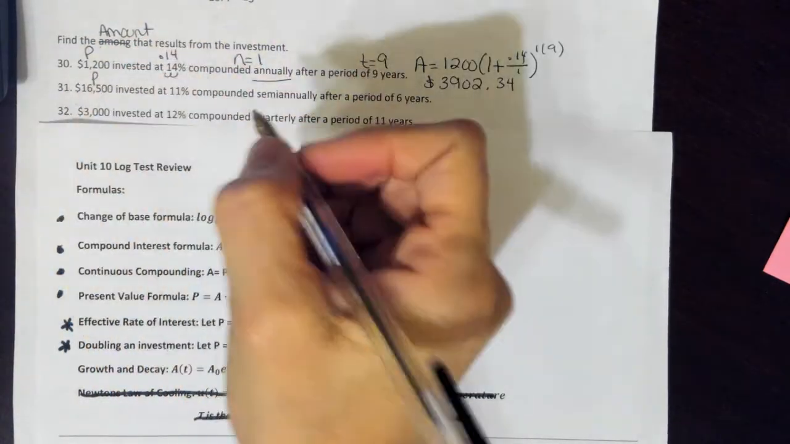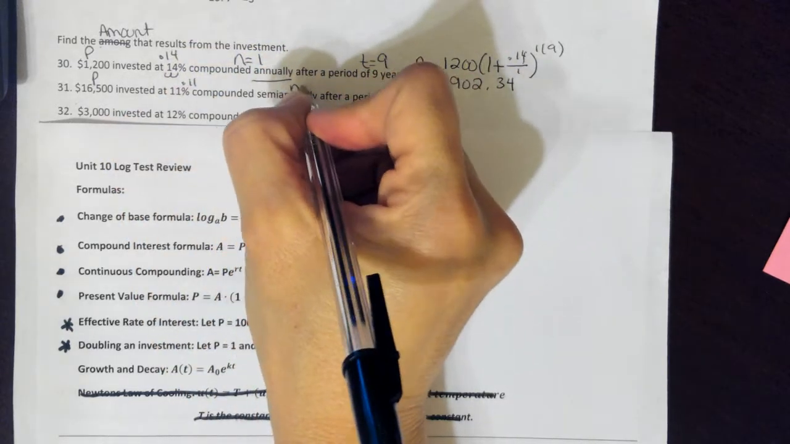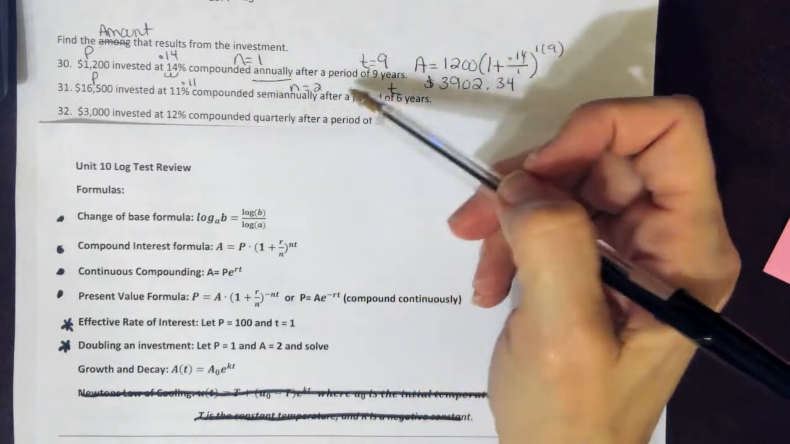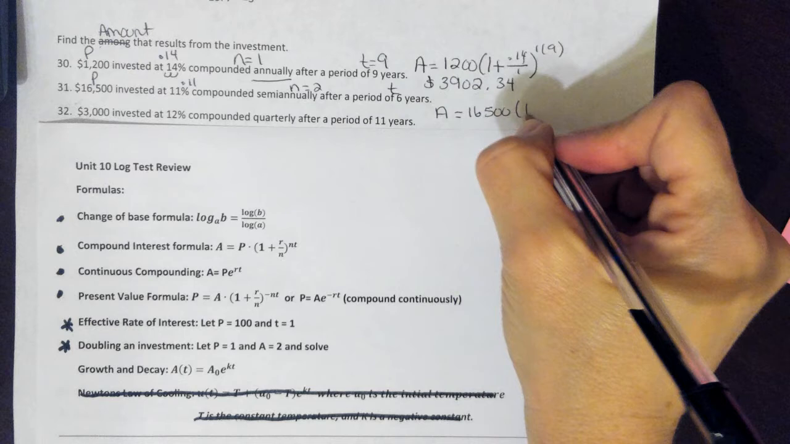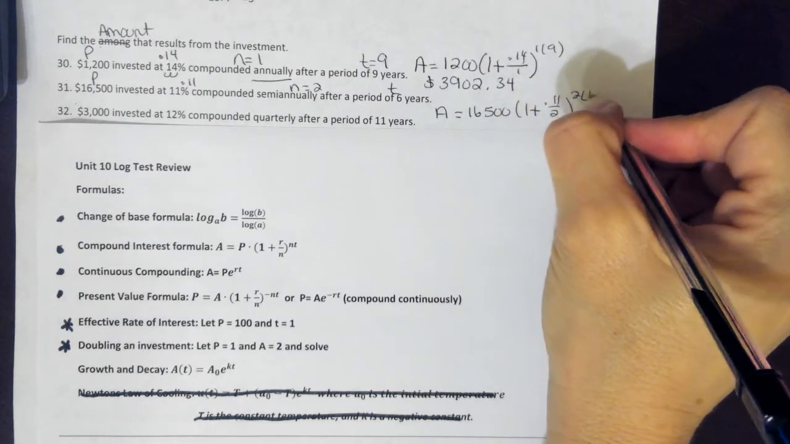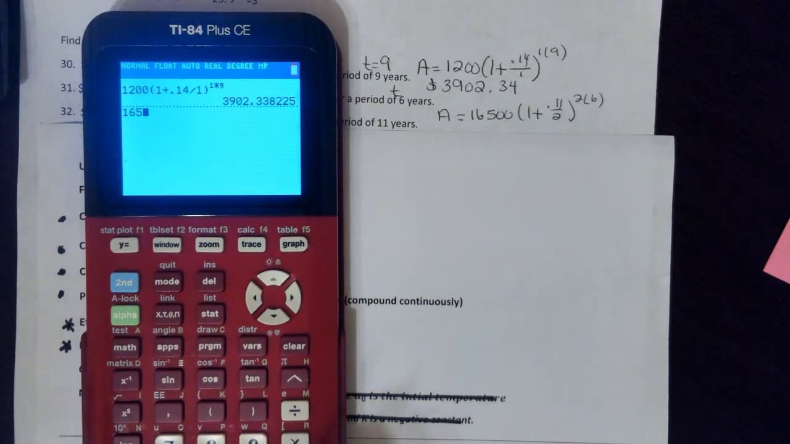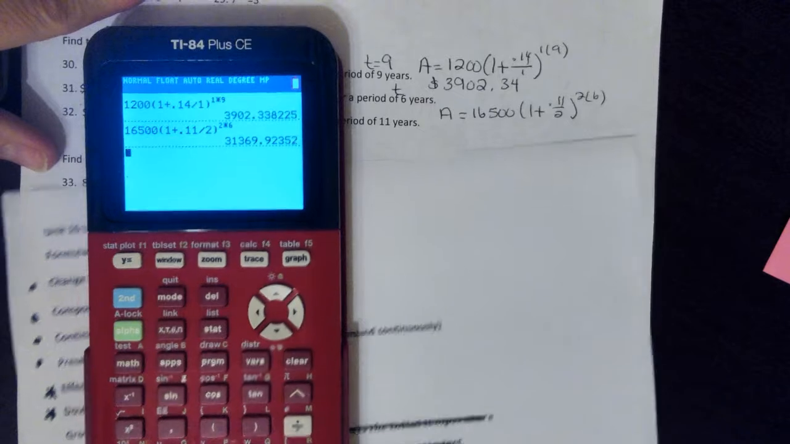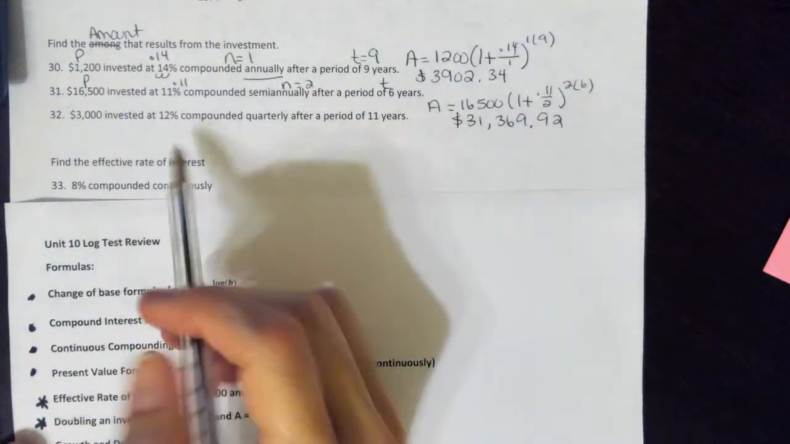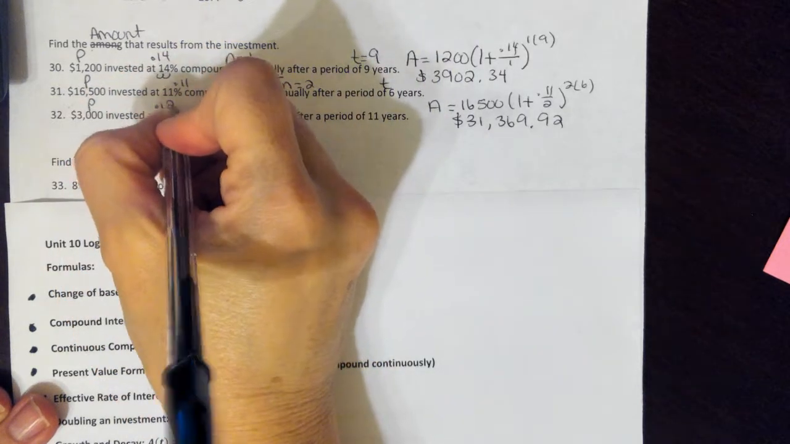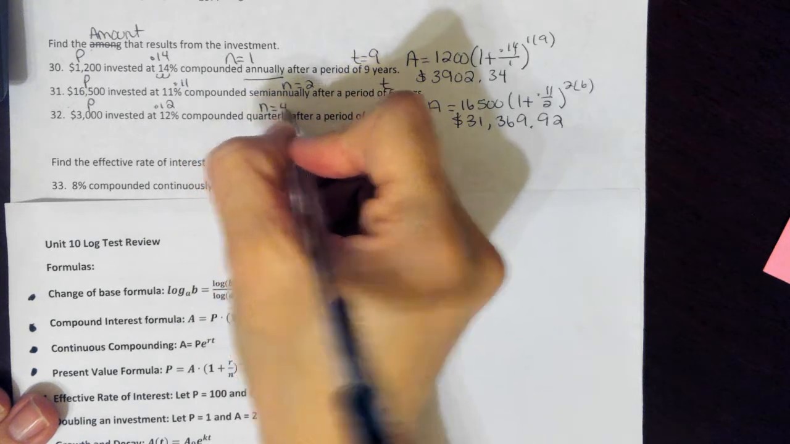Okay, next problem is going to work very similar. It says we have $16,000 invested at 11%, compounded semi-annually after a period of 6 years. Again, it didn't say continuously, so it's the exact same formula. So A equals 16,000 times 1 plus 0.11 over 2, to the 2 times 6. And again, we just type it in our calculator, 2 times 6 which is 12. Again, I know you can do this in your head. I'm just showing you how to type it in. And for this answer, we got a grand total of $31,369.92.